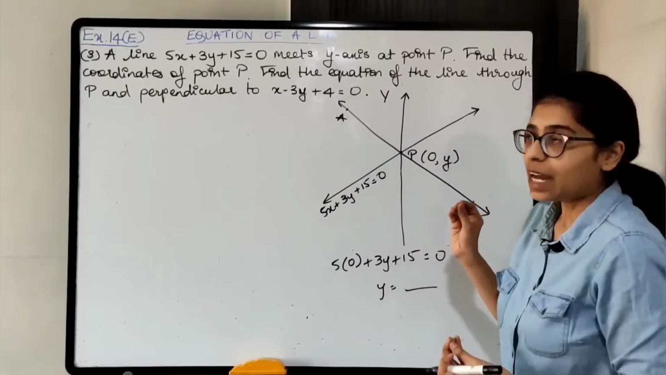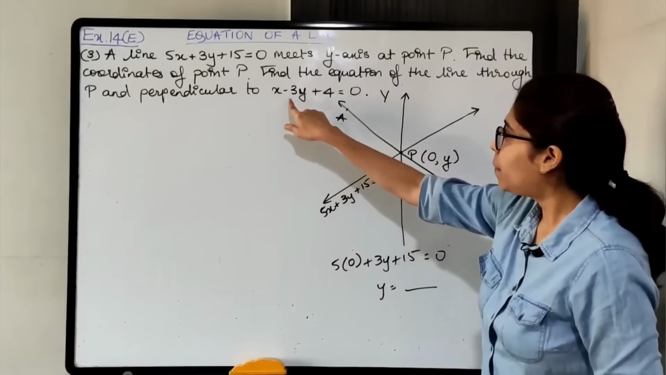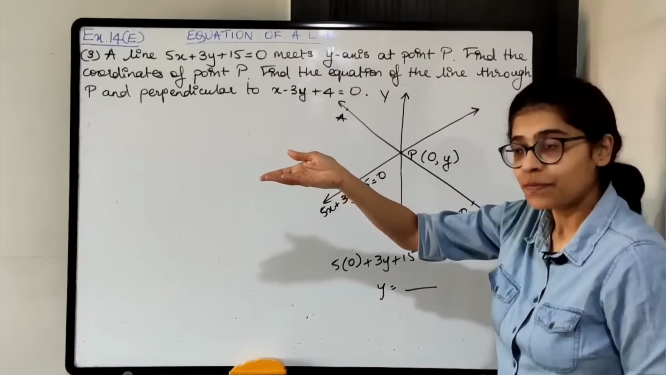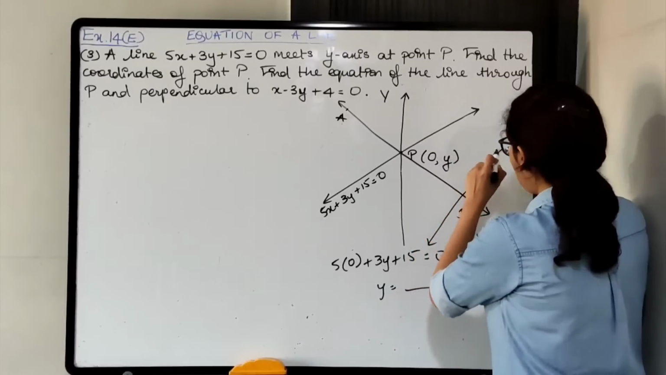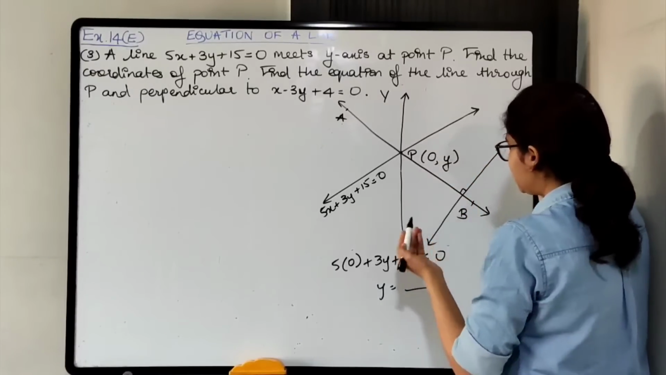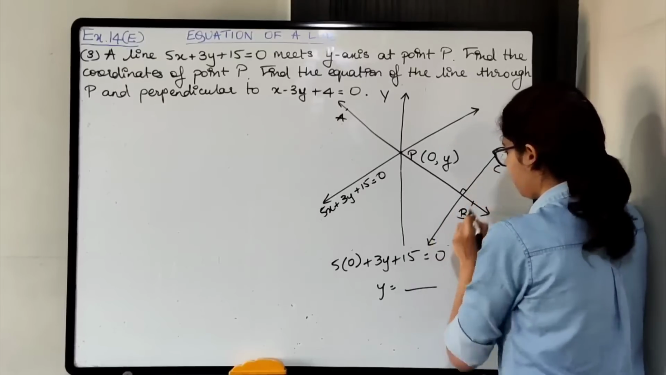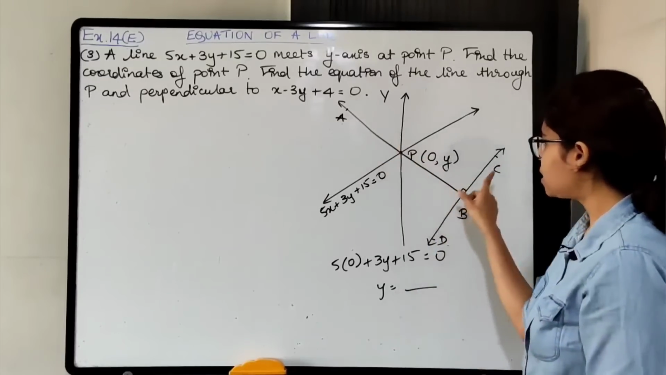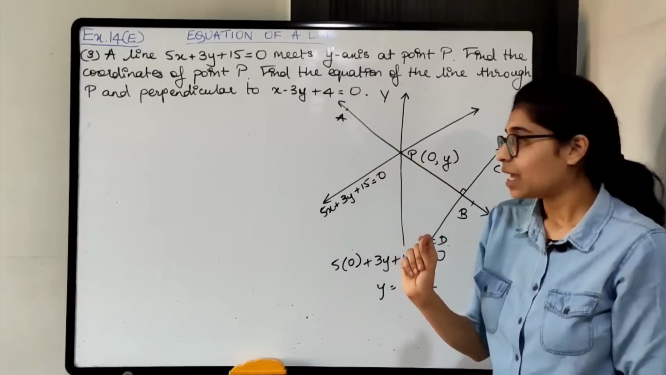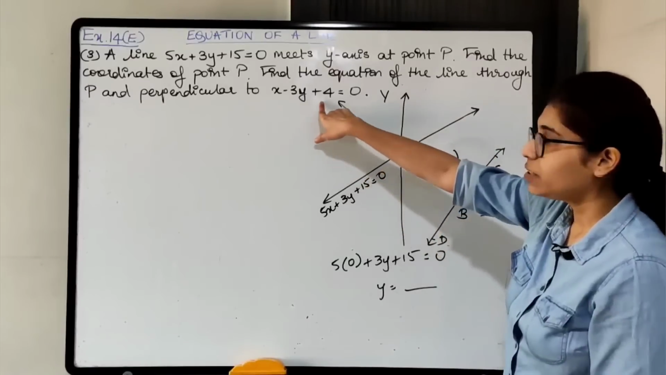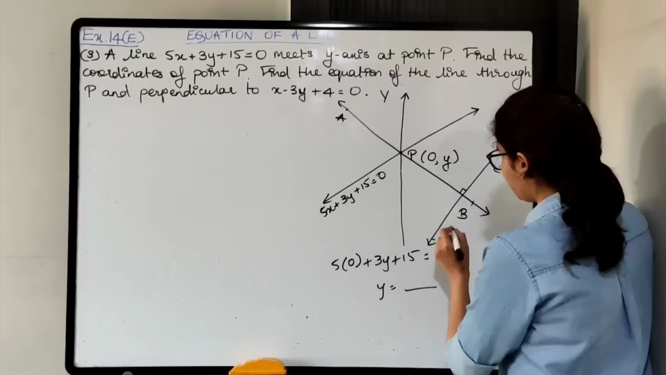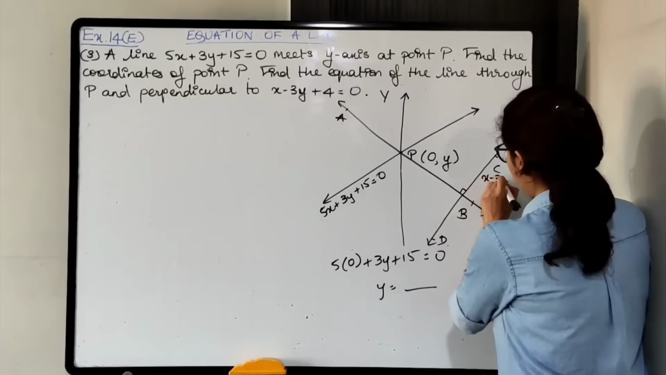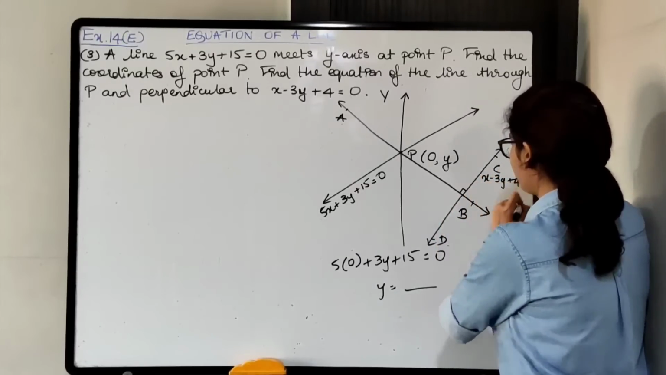We are told that AB is perpendicular to some other line. So we'll draw a line perpendicular to AB. Let's name this line as CD. Okay, so AB is perpendicular to CD and CD का equation दिया है. It is x minus 3y plus 4 equal to 0.